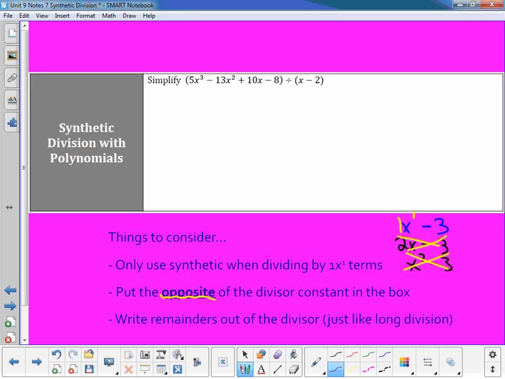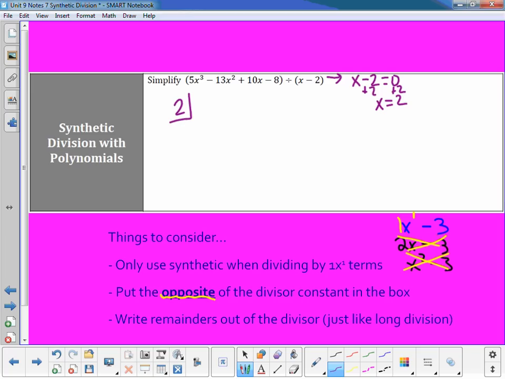Again, I'm going to look at what I'm dividing by, and I'm going to write the opposite of that number in the box. It's kind of like saying x minus 2 was equal to 0, and I need to add 2 to both sides to give me x equals 2. That number goes in the box.